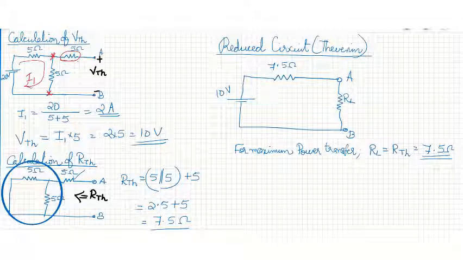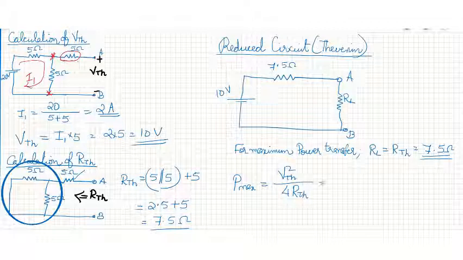The next step is to calculate the maximum power P max, and we know the relation P max is equal to VTH square divided by 4 into RTH. That is equal to 10 square divided by 4 into 7.5. We will get it as 3.33 watts.